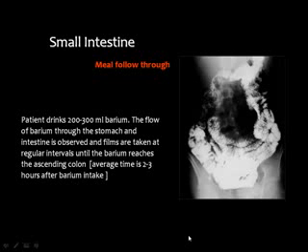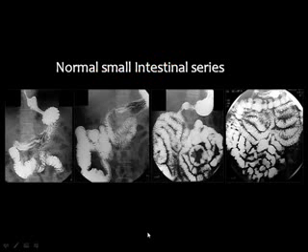Then we came to the examination of the small bowel, which is performed by the barium meal follow-through examination. You give the patient about 300 milliliters of barium solution and you radiograph the abdomen every half an hour in order to see the flow of barium through the bowel. The examination should not be ended until you see the terminal ileum and the ascending colon. Then this is the series of the barium meal follow-through.